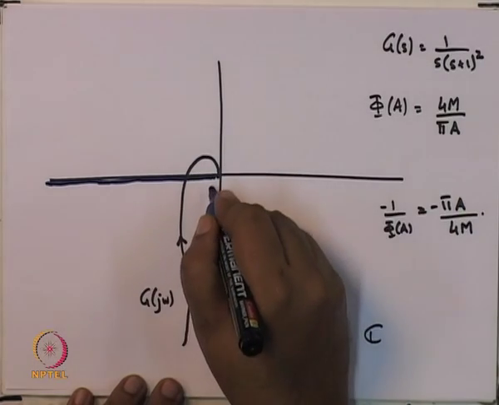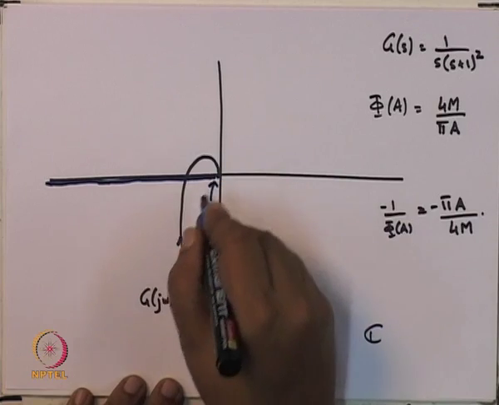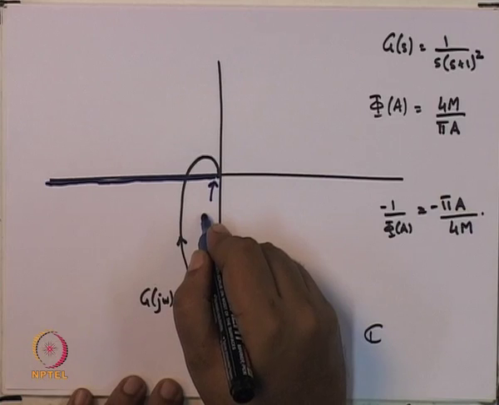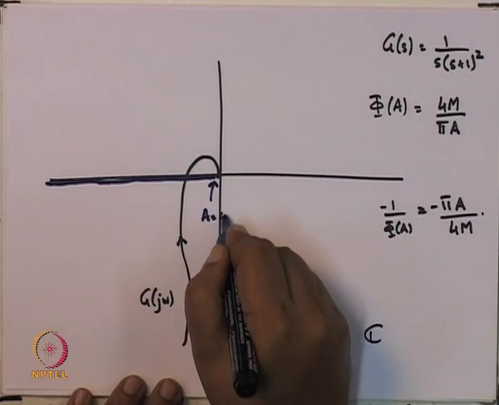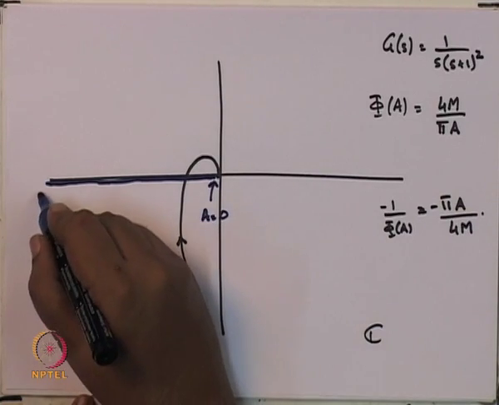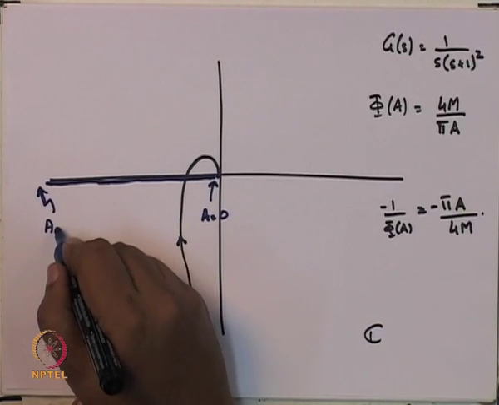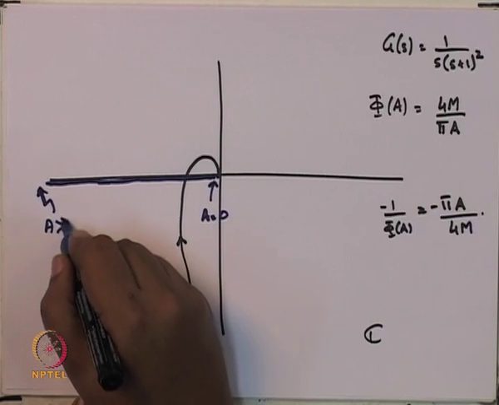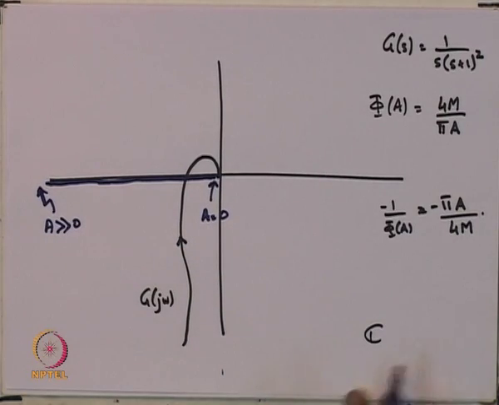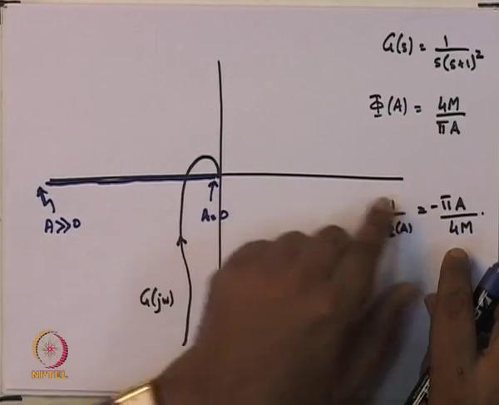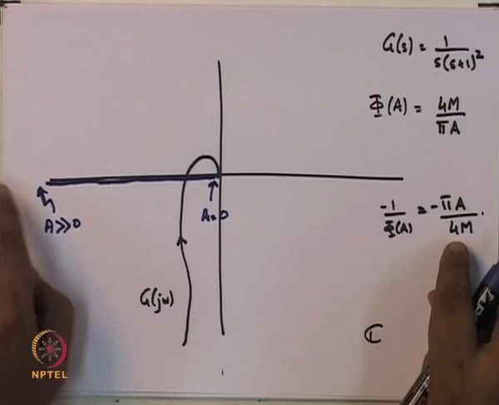Okay. So, this portion of the plot for minus 1 by phi of A corresponds to A equal to 0, and somewhere up there A is very large. Yeah, because of the minus sign, that is why this side, otherwise it would have been this side. Because of the minus sign, we are plotting it this way.